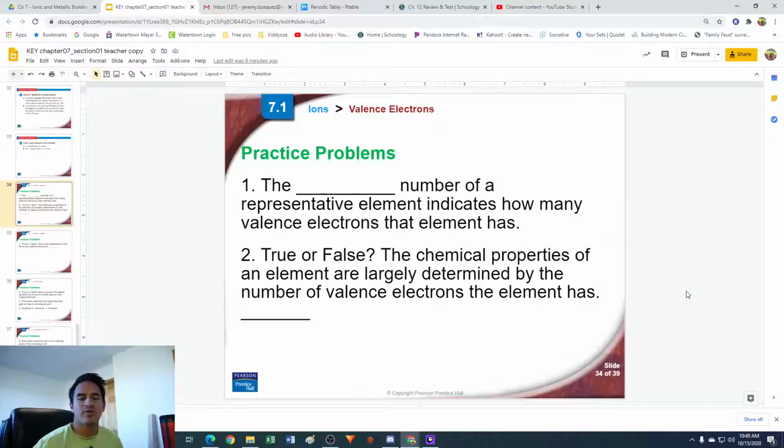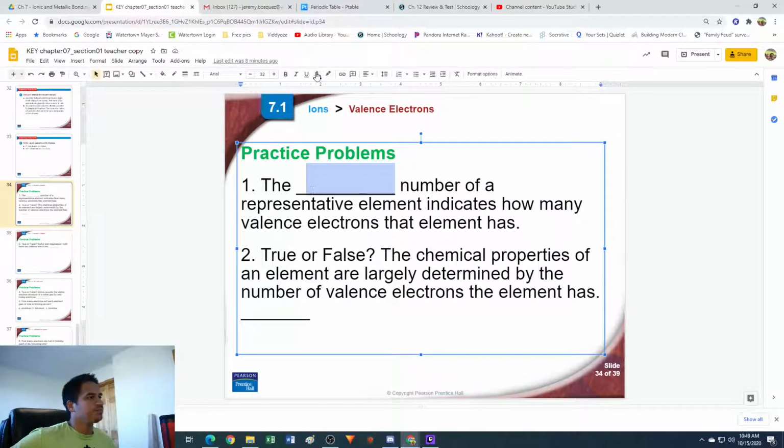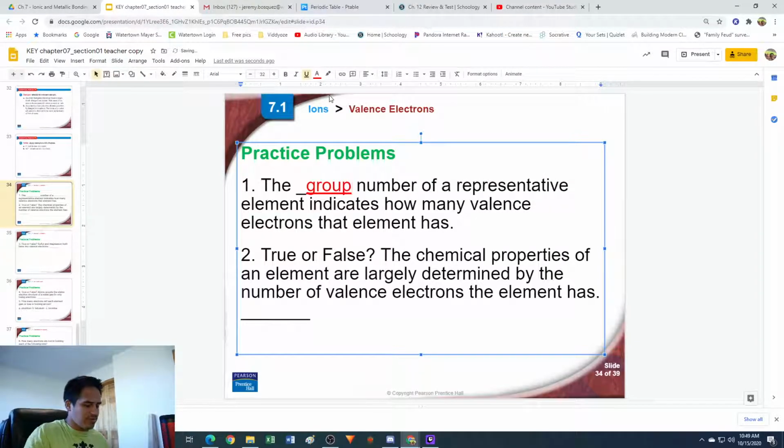In this video, we're going to be going through the practice problems for chapter 7.1 on ions. So let's begin here with number 1. It says, the blank number of a representative element indicates how many valence electrons that element has. So this is the group number. This is from the notes here. So this is the group number of a representative element.